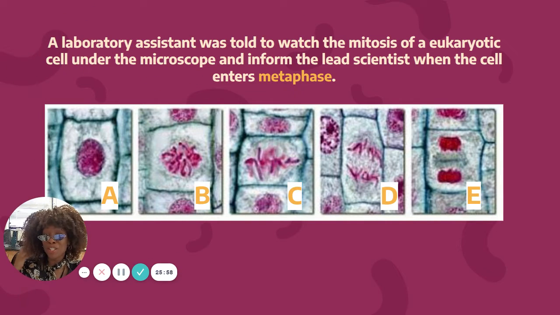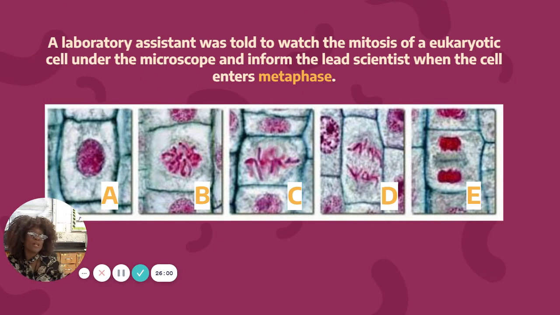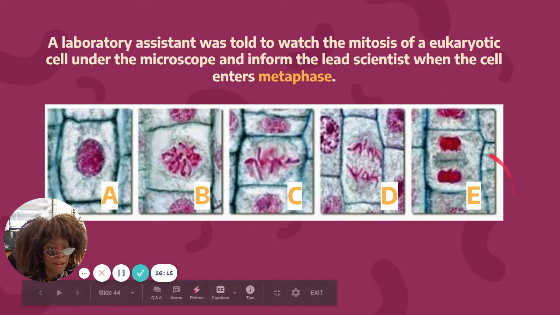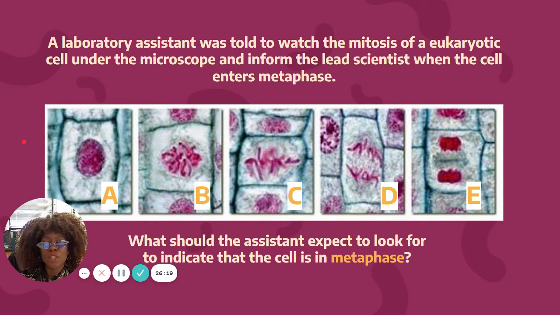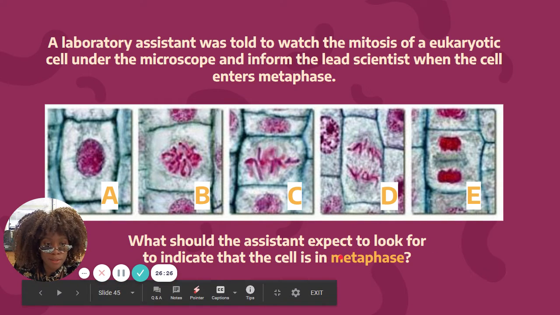Okay, so I have a question for you. A laboratory assistant was told to watch the mitosis of a eukaryotic cell under the microscope and inform the lead scientist when the cell enters metaphase. So look at these pictures right here, and you're going to tell me which of these looks like metaphase. What should the assistant expect to look for to indicate that the cell is in metaphase? I'll give you a hint. I'm just going to circle this letter.